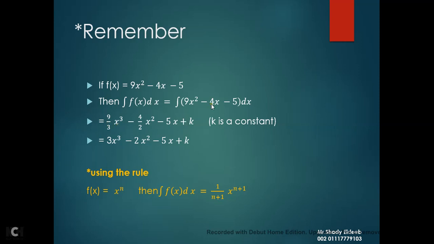The same thing here for negative 4x, we have power 1, so we add 1, it will be 2 here, x^2, and then you divide 4 by 2. And then we have here x^0, because we have a constant 5, and x^0, when we add 1 to 0, it will be 1, so it will be x^1, and 5 over 1 is 5. And then we add a constant. By simplifying, 9 over 3 is 3, and 4 over 2 is 2. And this is the final expression we got.